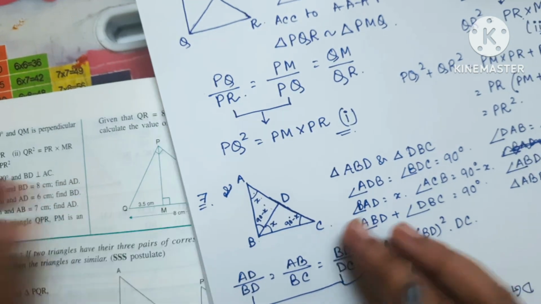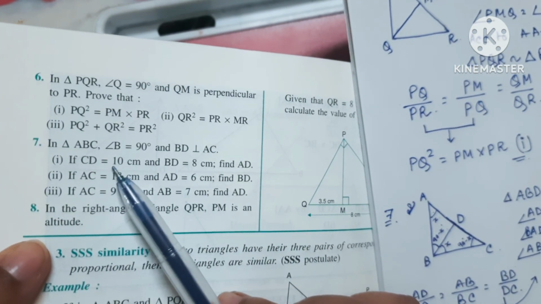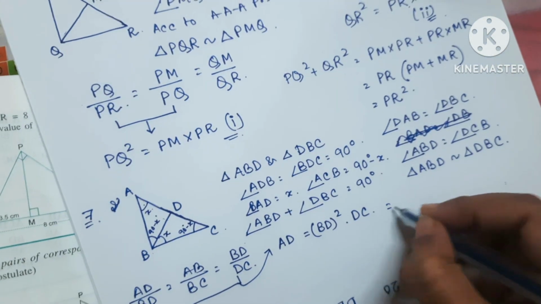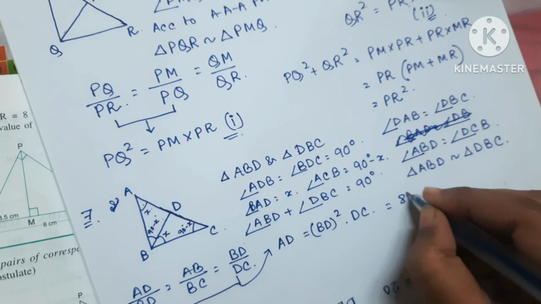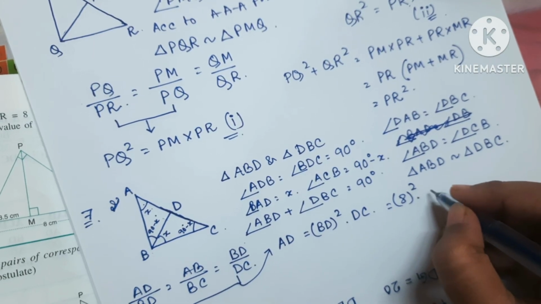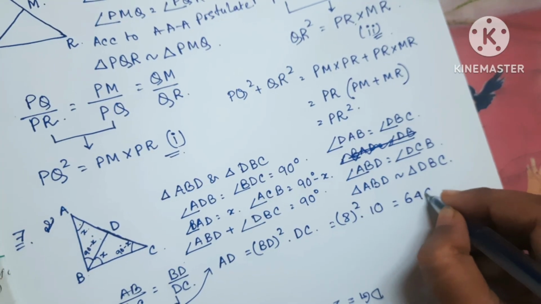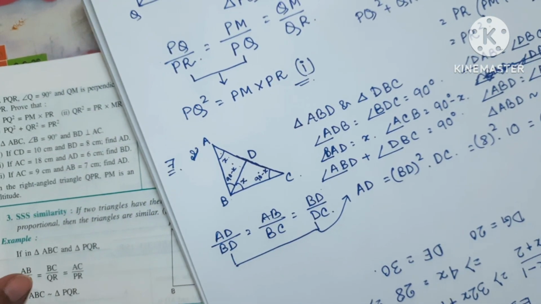Now see, first condition. BD is given to you and CD or DC, whatever it may be, is given to you. You have to find out AD. So AD will be, BD here is given 8, 8 square into DC or CD, which is 10. So it will be 640. So AD will be 640 centimeter. Now see the next part.